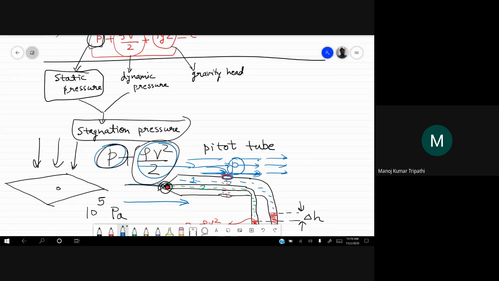We have already seen that this static pressure P is felt uniformly. We have already seen that if you have an element like this in a static fluid, the pressure on all sides will be the same on this element. So whatever pressure a particle feels here will be felt by this particle also.